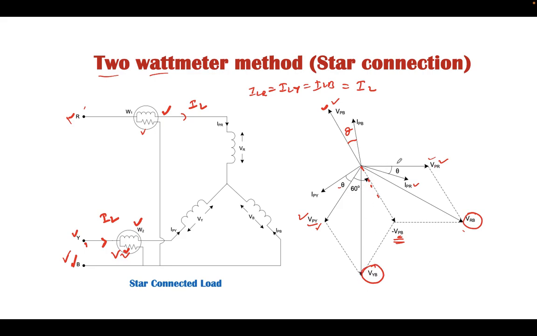The angle between this current and this voltage, in case of the first wattmeter, is the angle between the current flowing in the current coil and the voltage in the voltage coil.